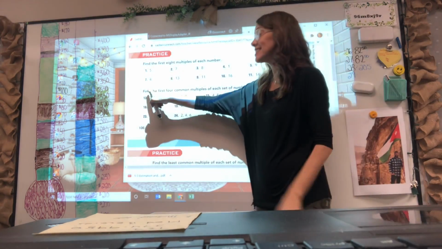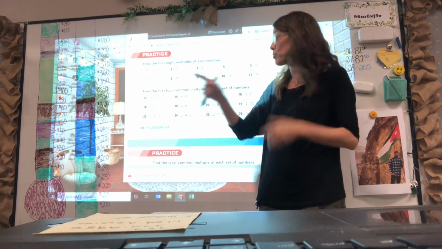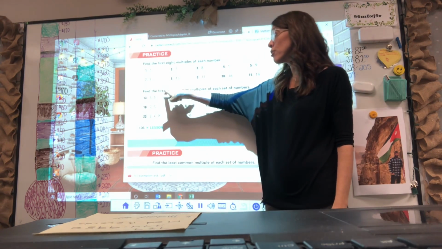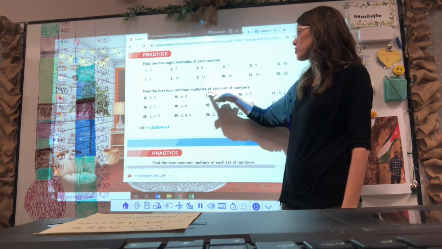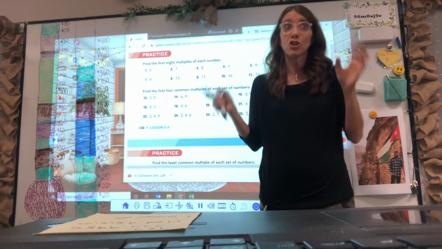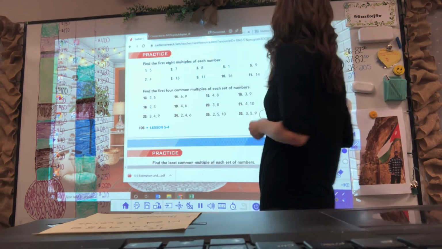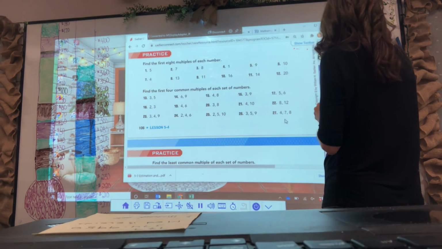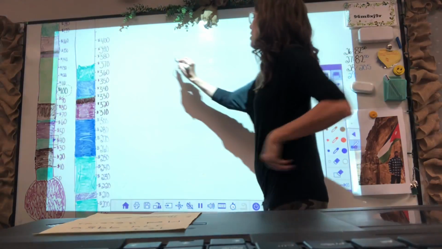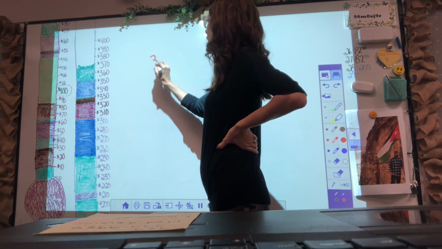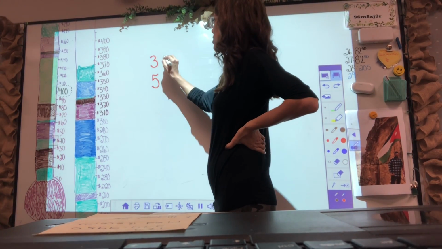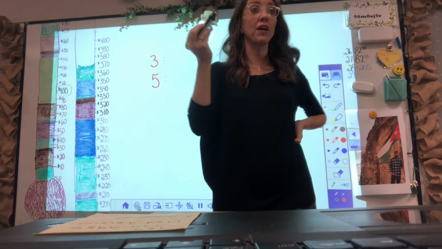Now we get into the common multiples. Find the first 4 common multiples of each set of numbers. So this says you're going to have to read the directions. It wants you to find the first 4 common multiples. So let's do 3 and 5. We're going to do the first 4 common multiples of 3 and 5. So you're going to list them, and then you're going to want to find the ones in common.